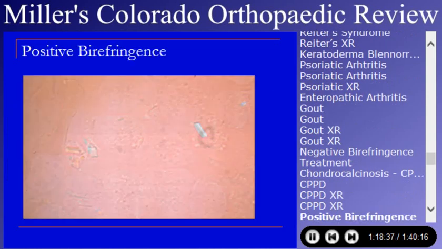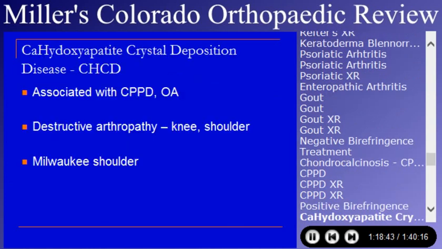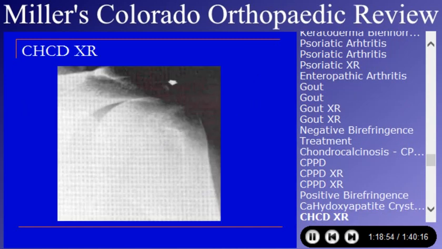The crystals we looked at earlier are positively birefringent and differently shaped than gout crystals. It's also associated with an entity called the Milwaukee shoulder, which is a relatively acute destructive arthritis of the shoulder that is sometimes associated with calcium pyrophosphate crystals visible on X-ray, and the X-ray is terrible.